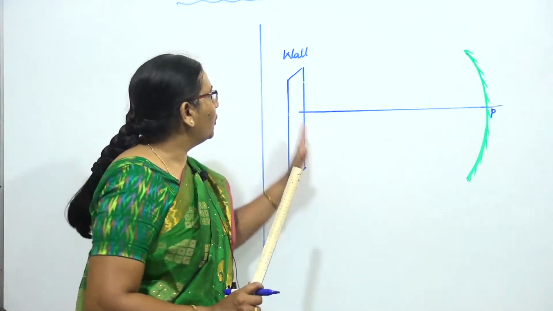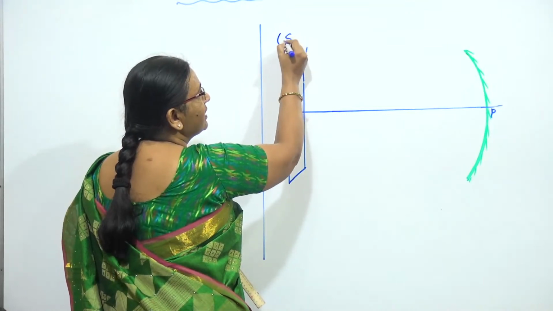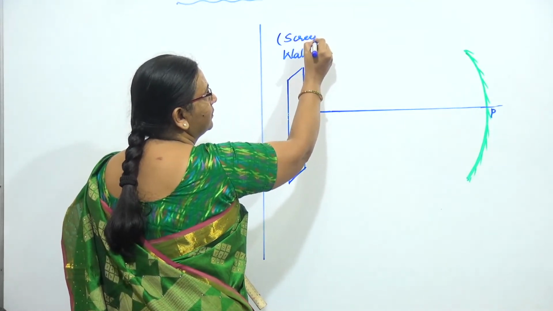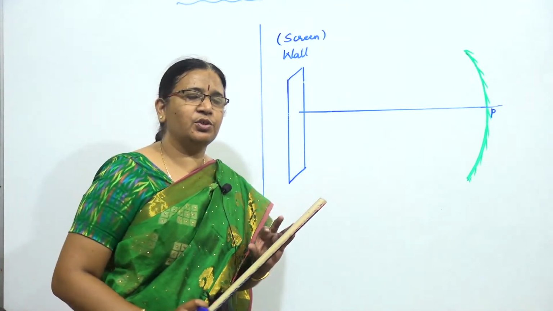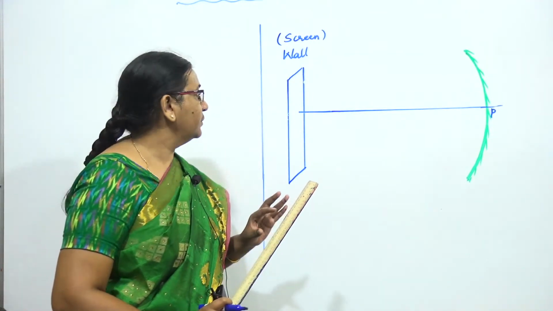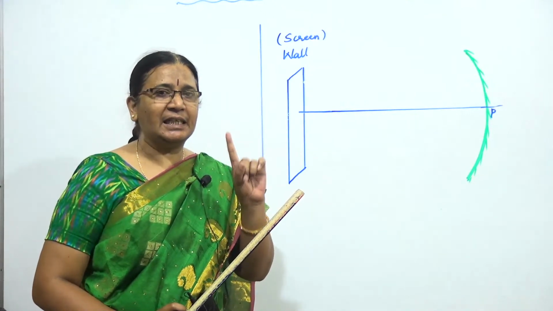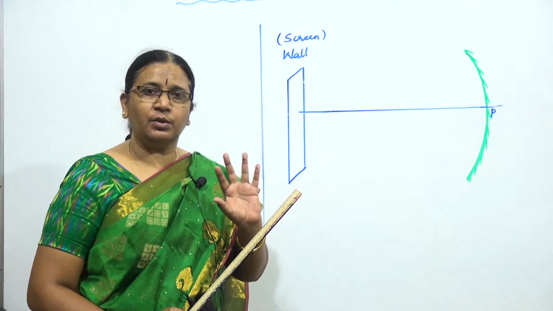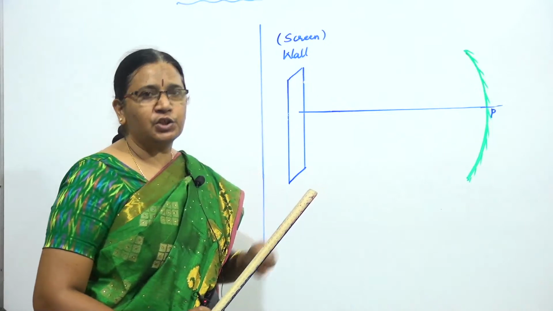Okay. Now your wall is like a screen, children. It is just like a screen. And what I have told you, you can catch the image on a screen only if it is forming a real image. Only real images can be observed on the screen, caught on the screen, not virtual.